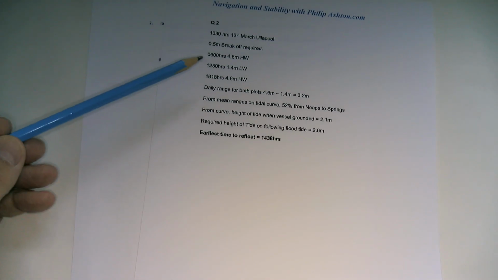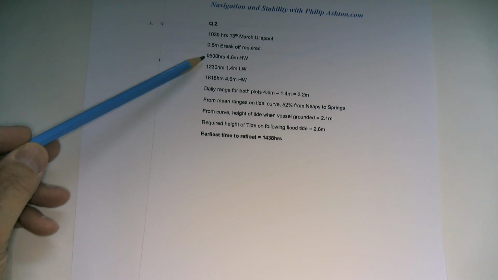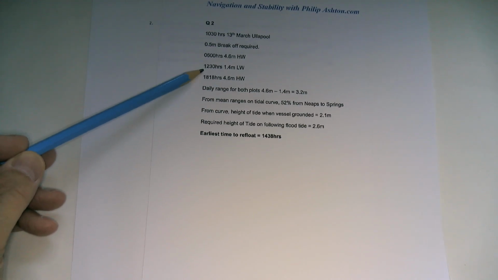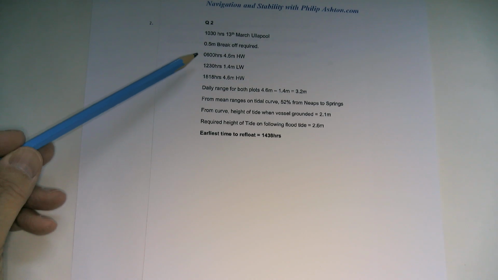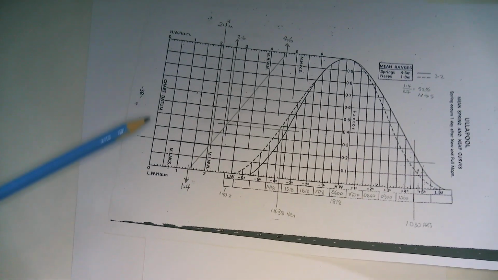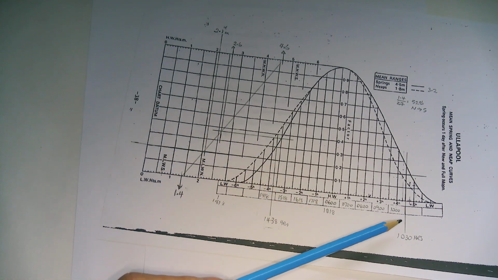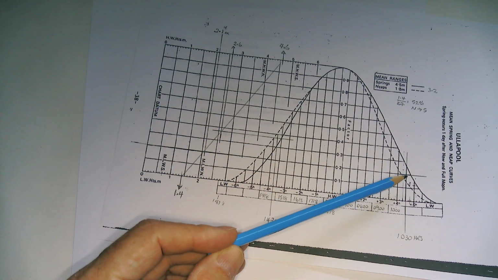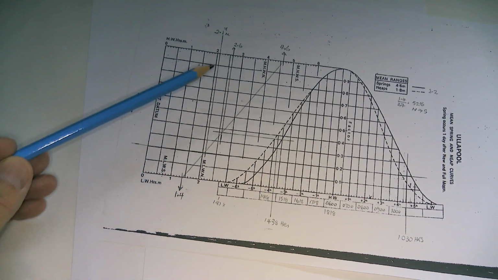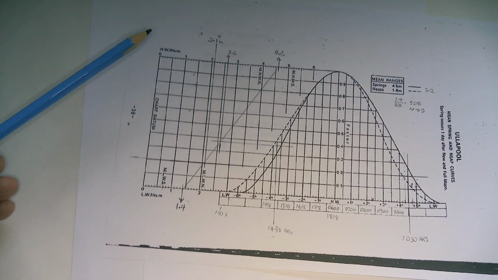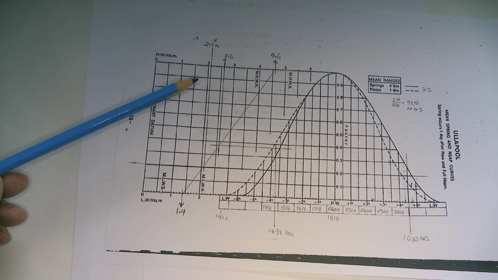The first thing we have to do is find out the height of tide that we went aground. So we'd go into the tide tables on the day and we'd look at the tide. Obviously it's an ebb tide going from high to low, and it's at 10:30, and then we put the low and high water values on, go to 10:30, come across, and we can read that there was 2.1 metres of water when the vessel went aground.